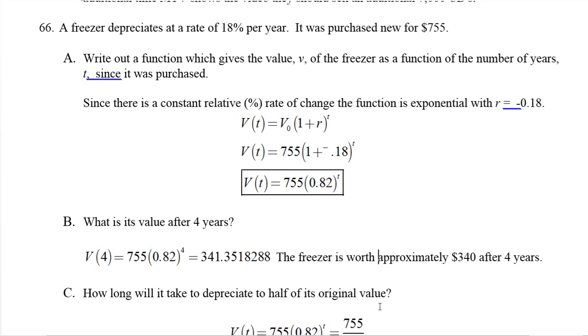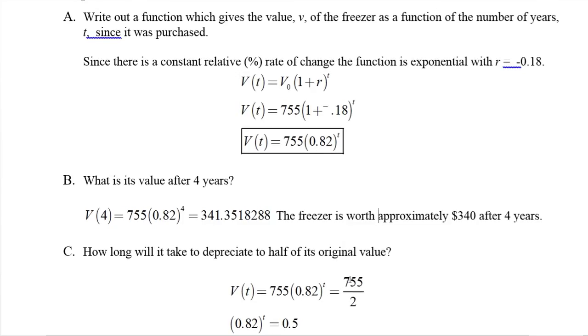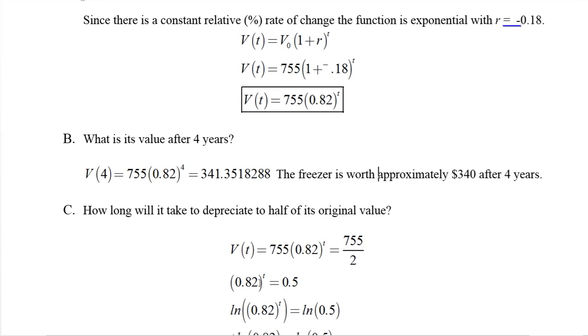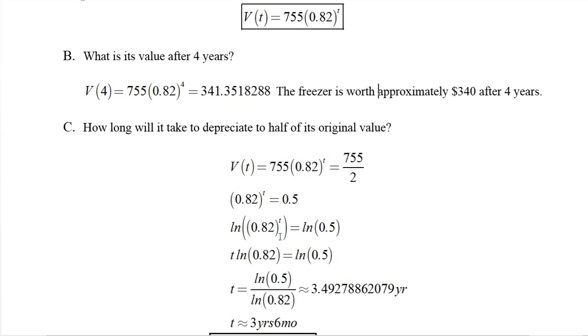How long will it take to depreciate to half of its original value? Well, the original value is 755, divided by 2. Notice, divide both sides by 755. It really doesn't matter how much it was at the beginning. What matters is that base, or that rate, which determines the base, and the half here, 0.5. Take the logarithm of both sides. This allows us to use the property of logarithms that says t can be brought out front as a coefficient, as multiplication. And then we can divide both sides by that logarithm, and we get that.